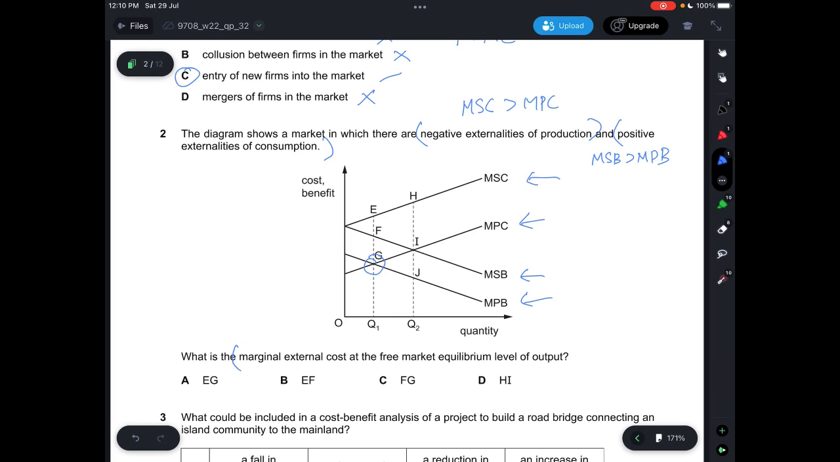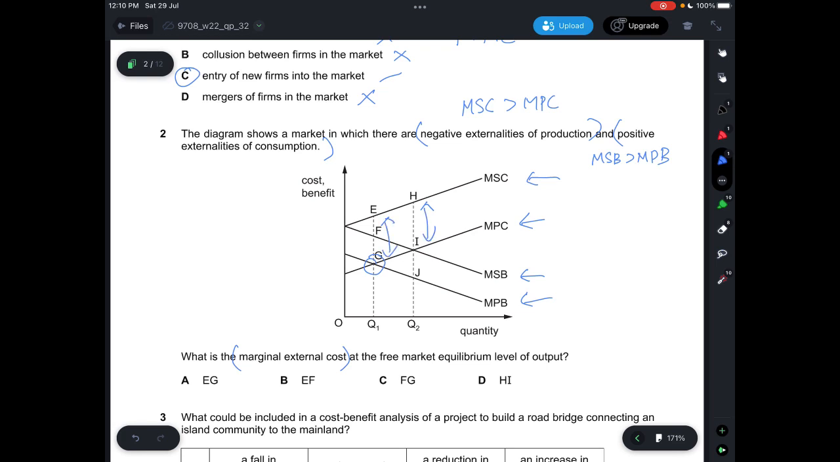So marginal external cost would be marginal social cost minus marginal private cost. So if you look here, the ways to get marginal external cost would be to get from point H to point I, or point E to point G. So these two would be your marginal external cost.